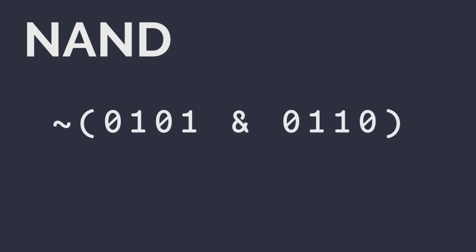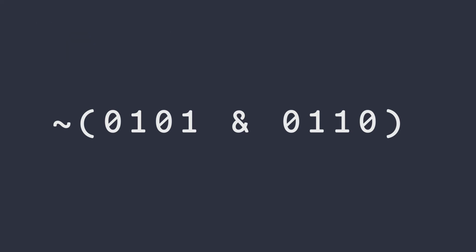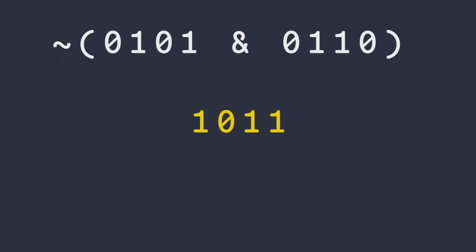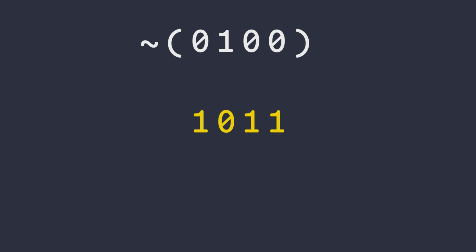So those are all the bitwise operators. And there's nothing stopping us from combining them. For example, we could implement NAND, which is NOT AND, by ANDing two values and then inverting the result with NOT. So if we want to NAND 0101 and 0110, we end up with 1011 because we AND the numbers to 0100 and then NOT them, which inverts it to 1011.